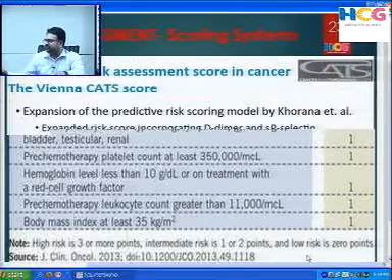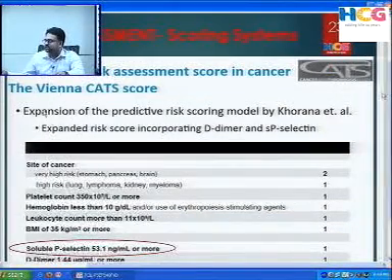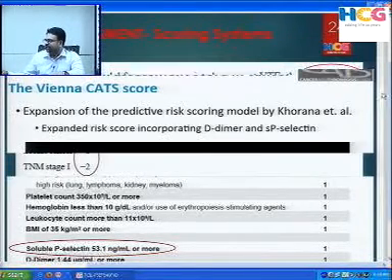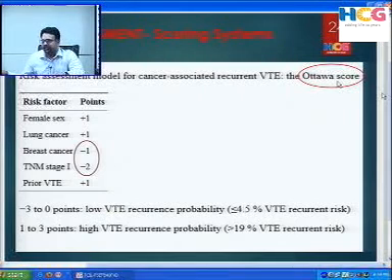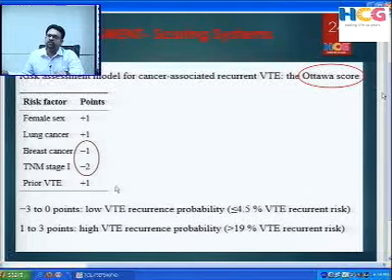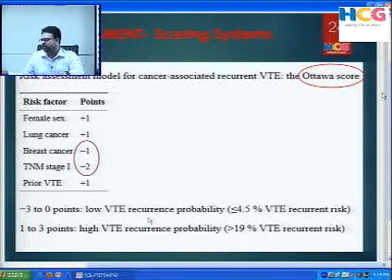The next scoring system, the Vienna CAT score, incorporated the soluble P-selectin level and D-dimer in addition to previously described factors. This Ottawa scoring system incorporated breast cancer and TNM stage 1 as negative factors, which reduces the risk of venous thromboembolism. The -3 to 0 points translate into low VTE recurrence, and 1 to 3 points high VTE recurrence.